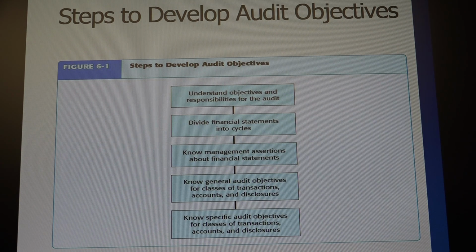Know management's assertions about the financial statements. The financial statements and the notes and the MD&A and all that stuff that goes with the financial statements are all management's assertions about the financial health of the company. And so we have to know as auditors what those assertions are. Know the general audit objectives for classes of transactions, accounts, and disclosures. And last but not least, know specific audit objectives for classes of transactions, accounts, and disclosures. So we'll look at each one of these more closely here.